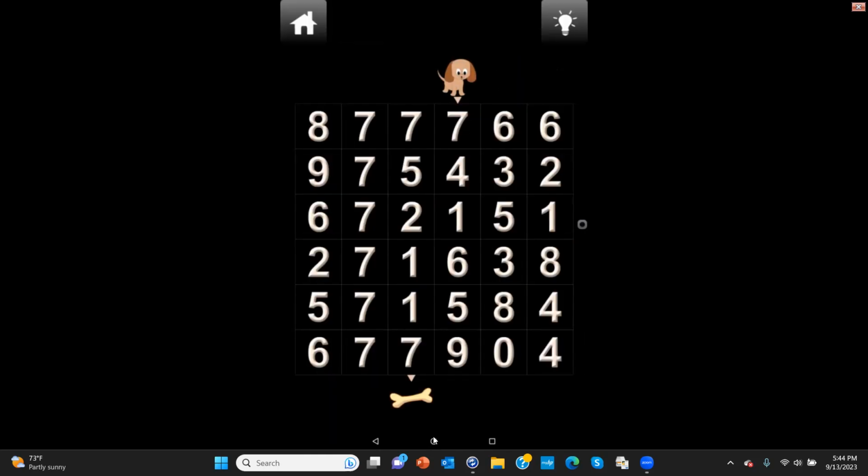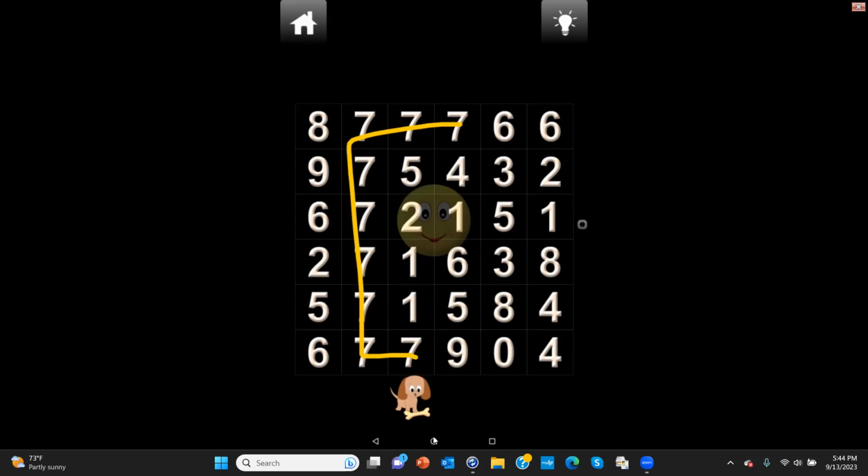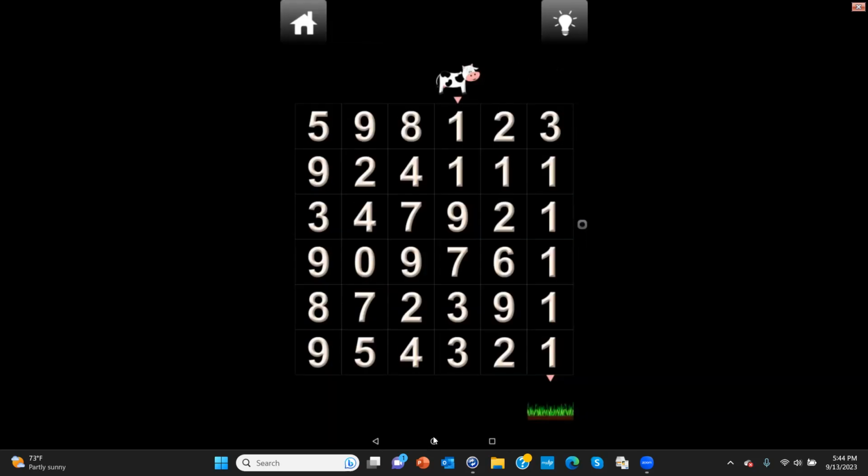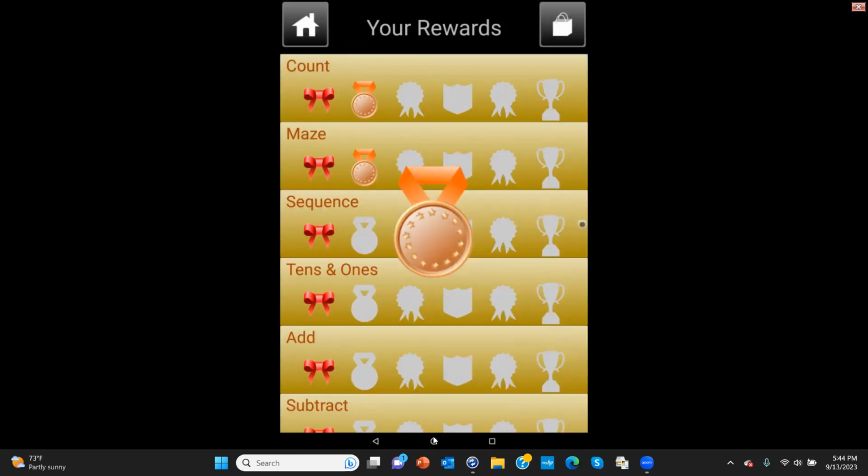Follow the number 7 to get the puppy to the boat. I remember now, these kids are what? 4 years old, 5 years old? Yes, sir. To get the cow to the meadow. Okay, all right. So now you got a reward, and this is how we track it, right? Yes, sir. Okay.